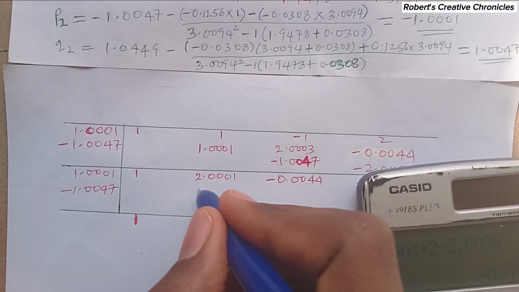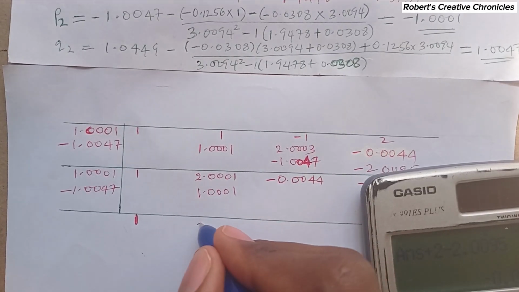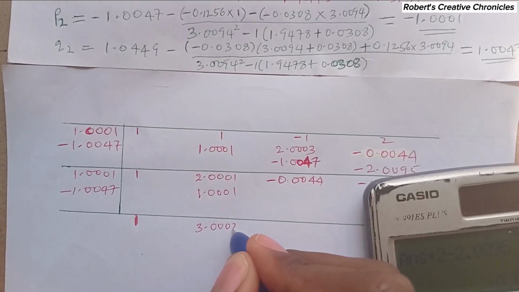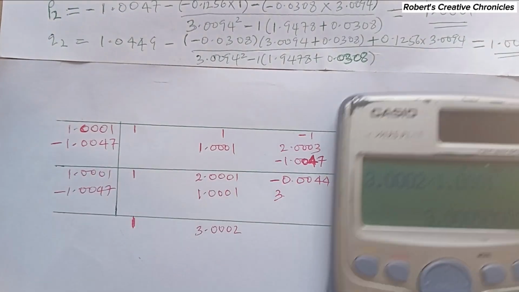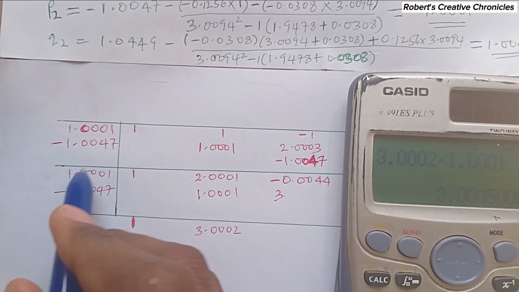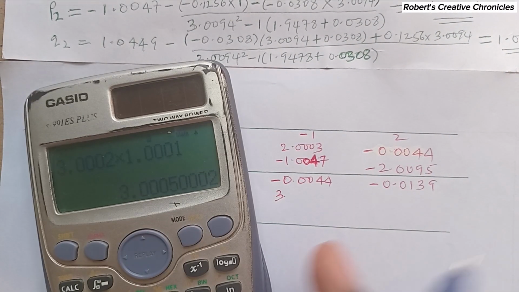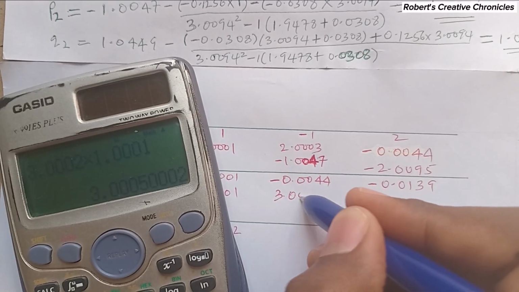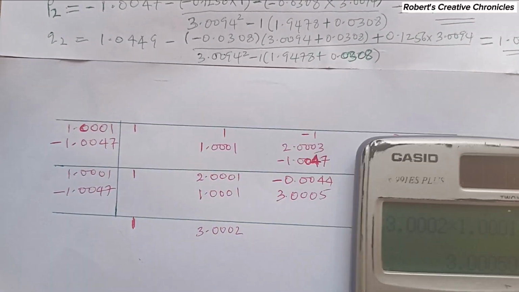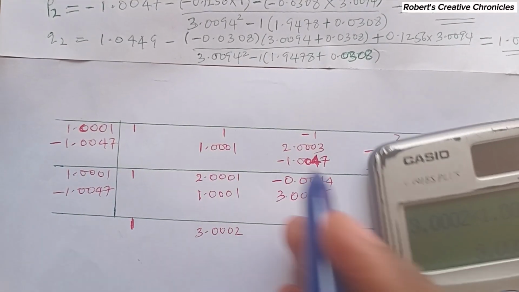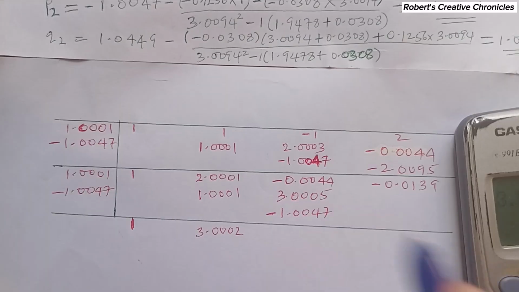So 1 times this is what? 1.0001. Then we're going to add this. This is what? 3.0002. Then this one times this one is 3.0005. Then this one times this one is what? Negative 1.0047.